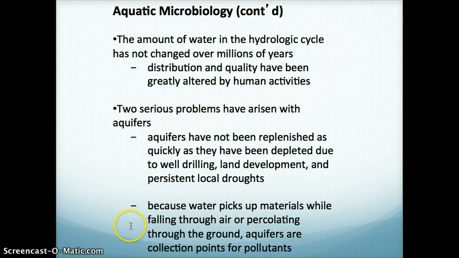And then the second one, which is also worrisome, is that because water picks materials up while it's falling through the air or even moving through the ground, the aquifers are where we get a lot of pollutants that are collected, and that can be a real problem when trying to clean that water.